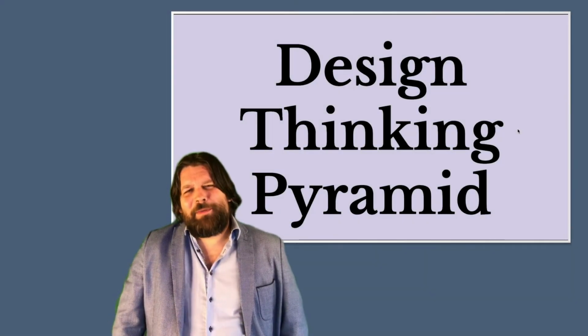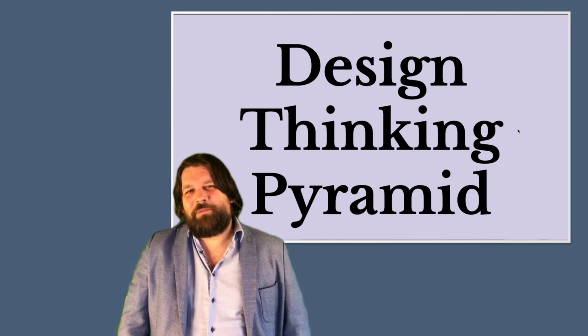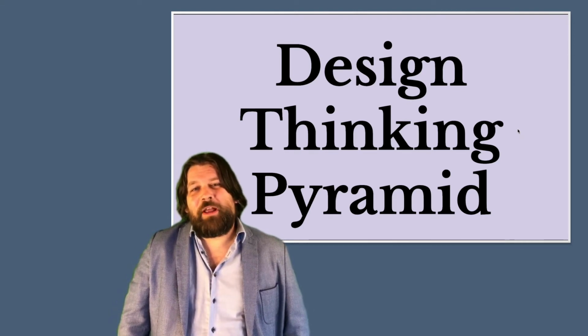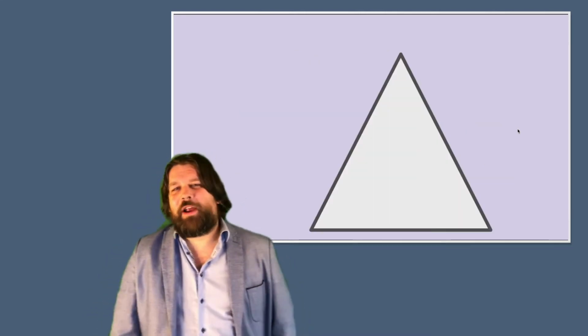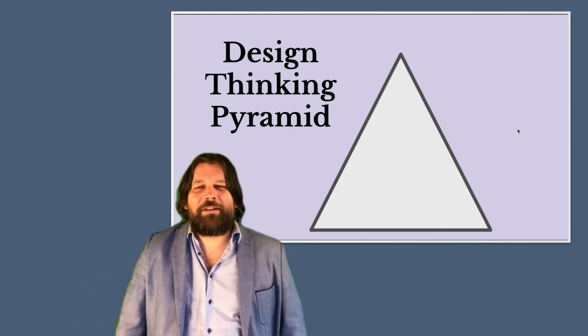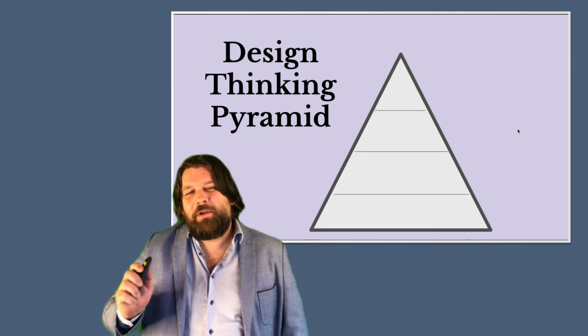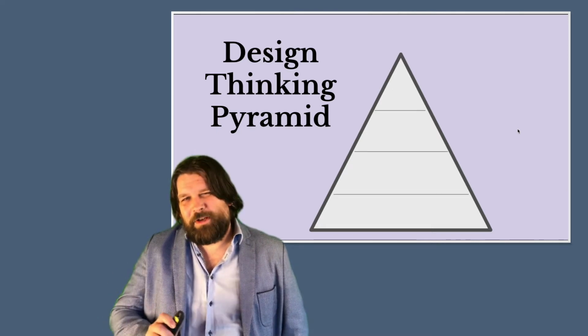Today I want to talk about the design thinking pyramid. It's a little innovation tool that you may find handy as you go through your life trying to do things in different ways. So it starts with a triangle like this. Now we're going to take that triangle and name it the design thinking pyramid. We're going to divide it into 4 parts. We'll need them in a moment.